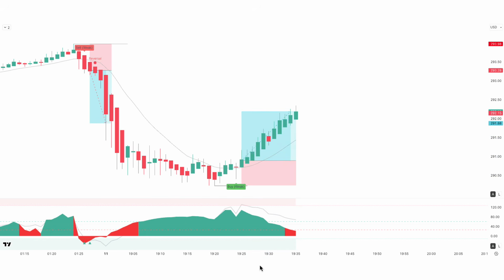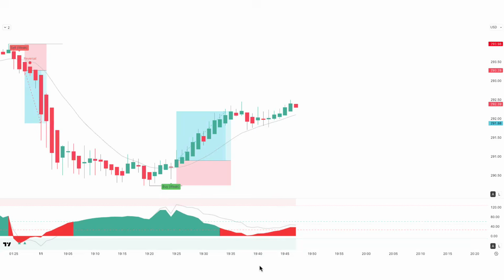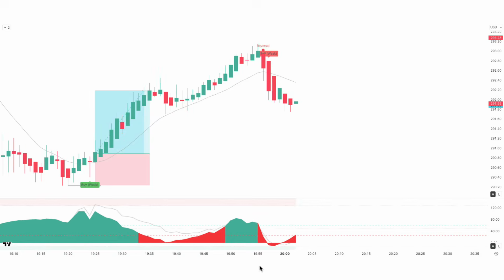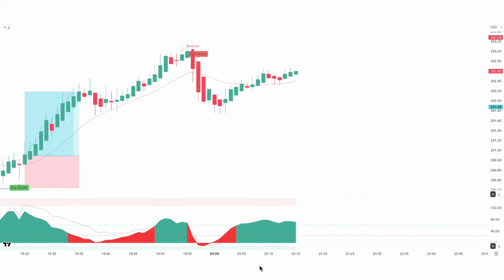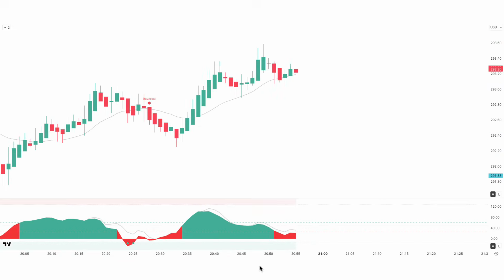I hope you liked this trading setup and strategy. If not, then it doesn't matter. We are going to see examples of some trades so that you will definitely understand.